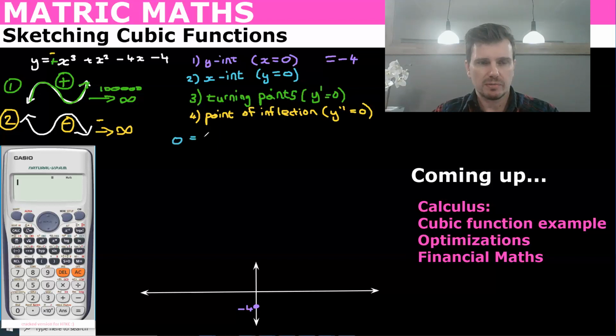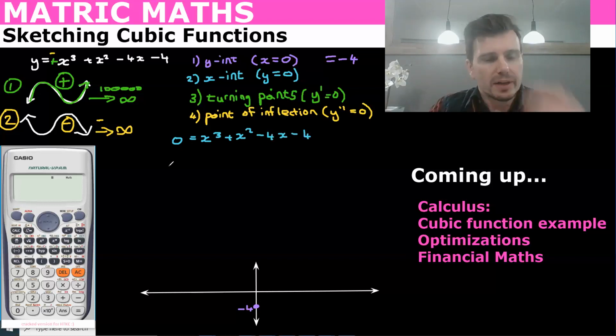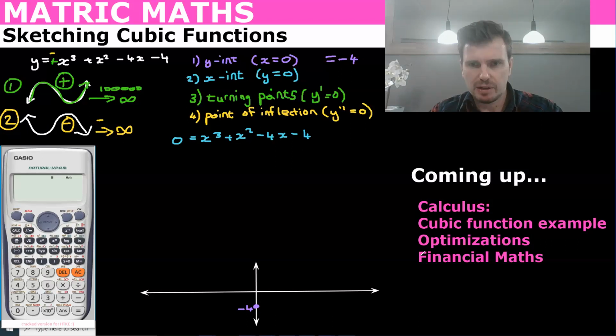So 0 equals x cubed plus x squared minus 4x minus 4. Okay, now what I want to do is find one of the intercepts, because it's not like I can factorize. So what I can do is try, instead of saying 0 equals, I would try and figure out which one of these is going to give me a 0.